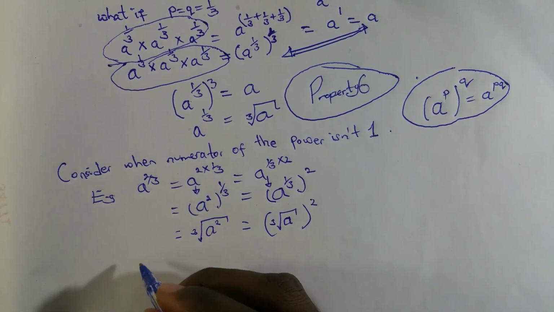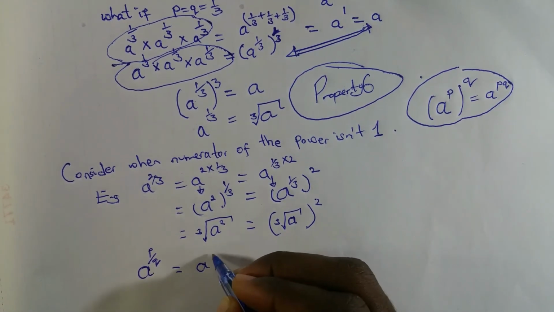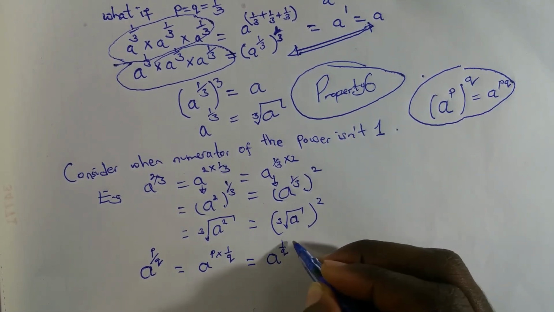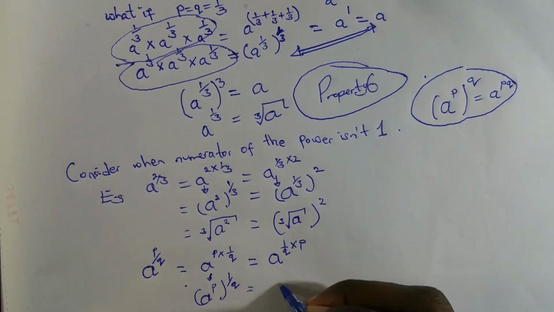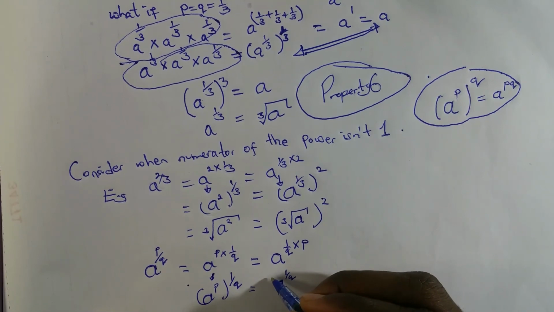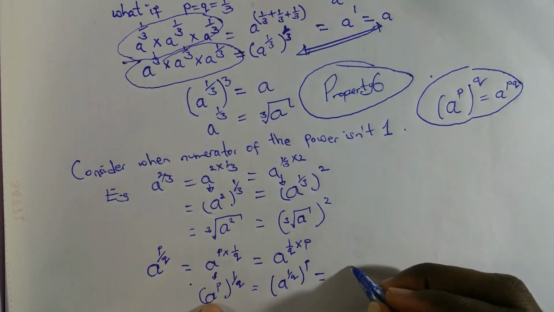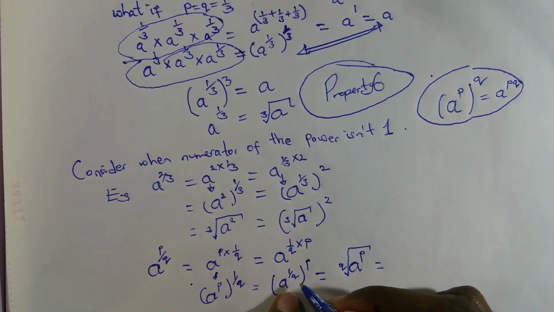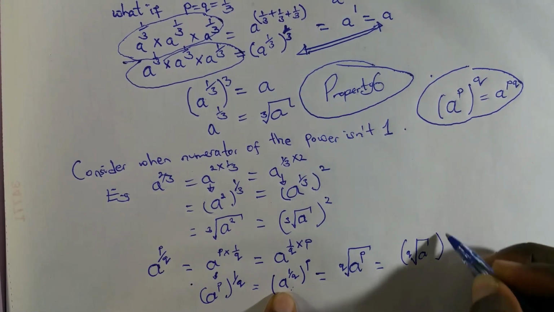So what does it mean if you have a number, let's say a raised to the power p out of q? This is the same as saying a to power p times 1 out of q, which is also the same as, if you manipulate that, a to power 1 out of q times p. Okay, which will bring us to this one becoming a to the power 1 out of q to the power p. And it's the same as saying, if you interpret the first one, a to the power p under the cube root. Okay, which is the same as saying, if you interpret this one, the cube root of a, okay, raised to the power p.